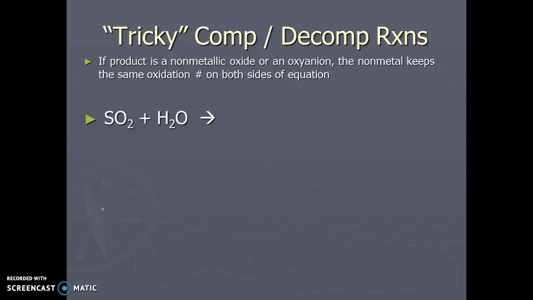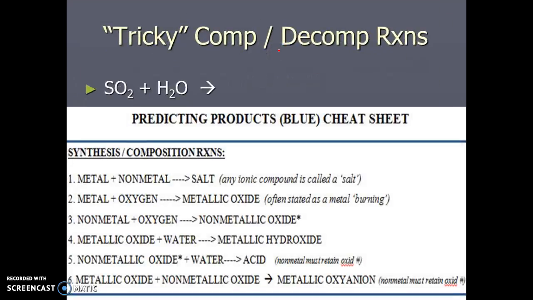So for example, let's say that we were trying to finish this reaction. We have SO2 plus H2O. We want to know what goes on the other side of the arrow. Well, the first thing we have to do is figure out what kind of reaction it is. Obviously on this slide, we're dealing with compositions and decompositions. So it can't be a decomposition reaction because decomposition reactions only have one reactant. In this case, we have two reactants. So it must be a composition reaction.